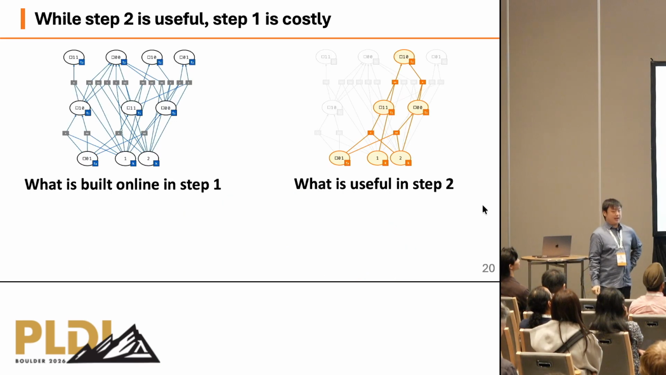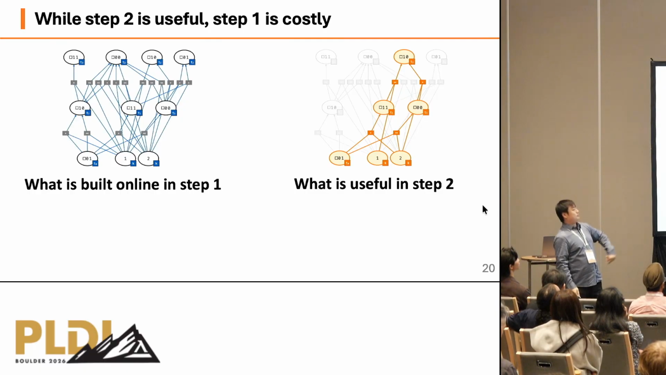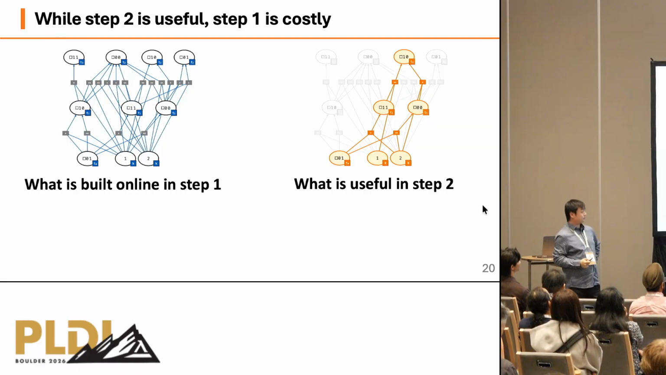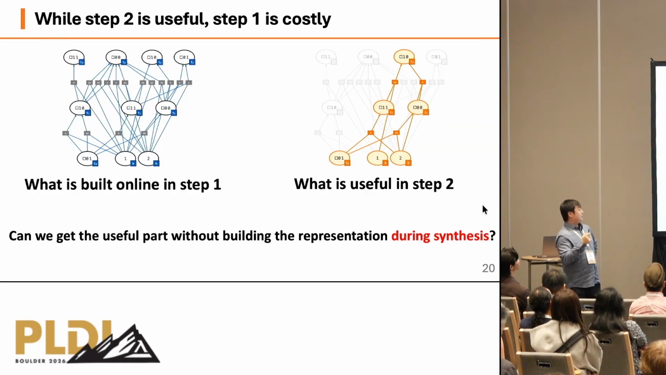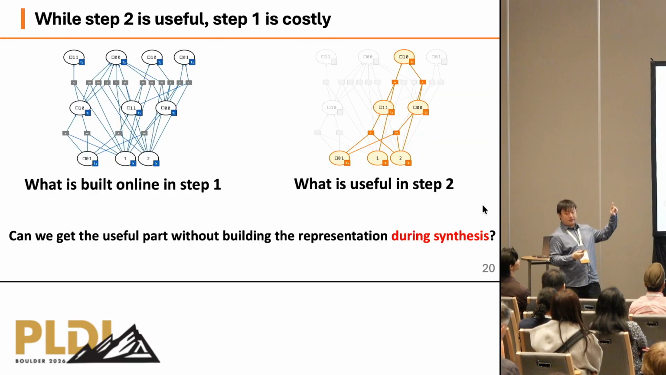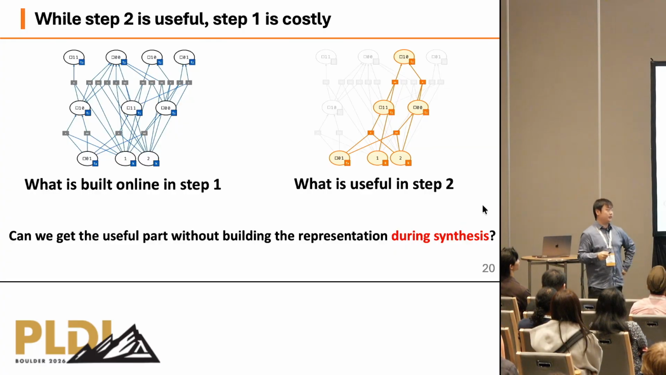So take a step back. Everything is done online. This is what we built in step 1, but what's really useful is actually a tiny portion of it. So the question is, can we get the useful part without building the representation during the synthesis? Because building the full graph is very costly. I'm only showing the 2 bits here, but what if you use finer-grained abstractions? If you use 3 bits, 4 bits, it can only be larger.